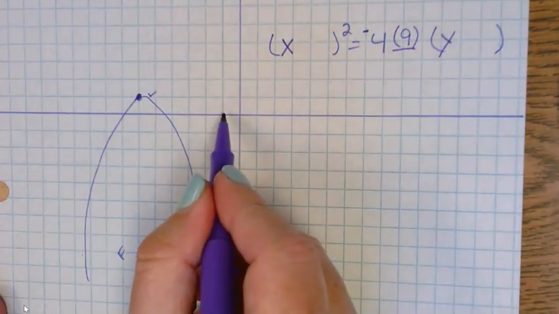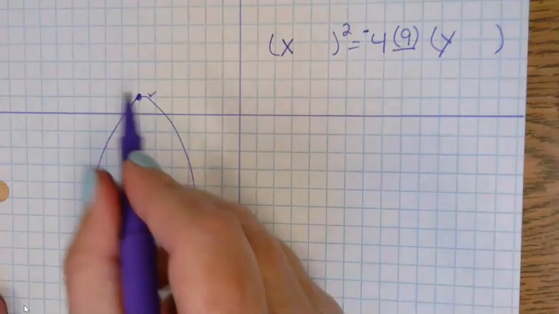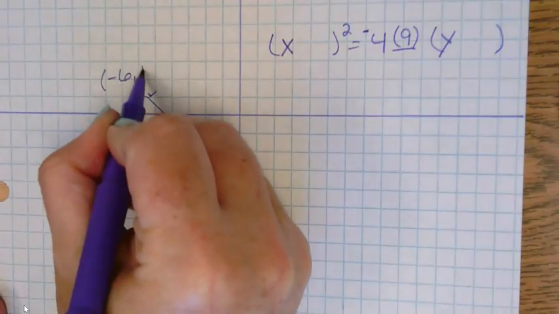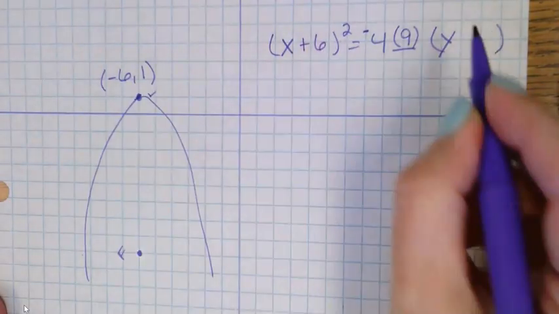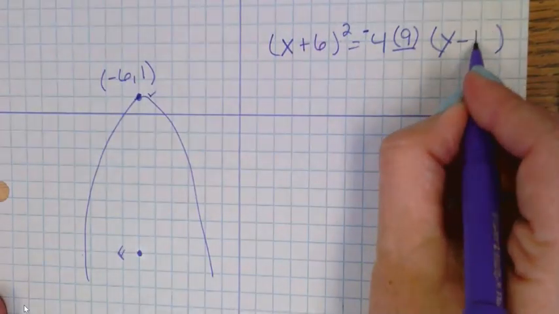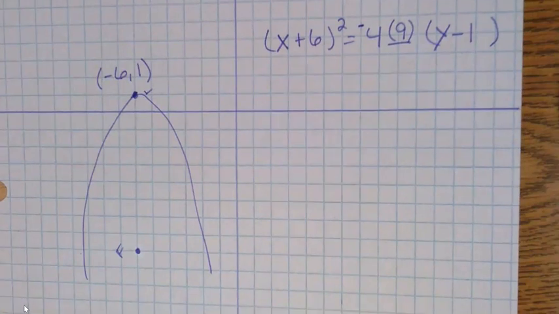So my ordered pair here is 1, 2, 3, 4, 5, 6, negative 6, 1. And remember, when you plug it in here, you change your signs. Okay. Remember, if it goes left or right, it is a y squared equation.